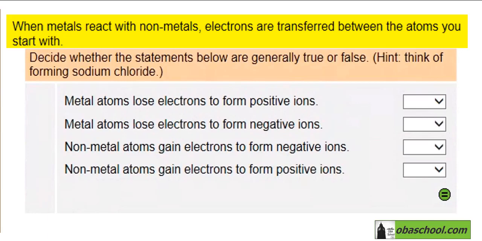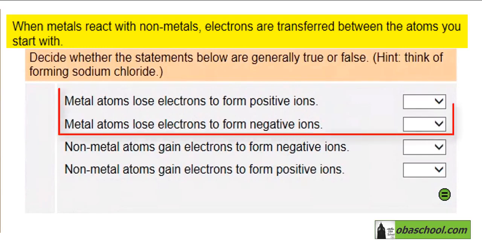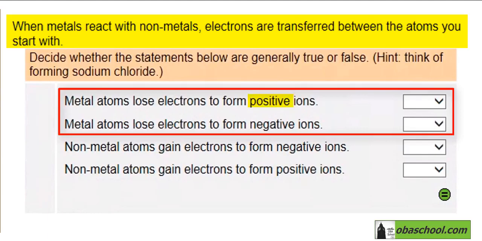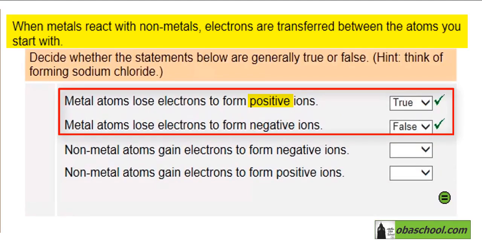So from those examples that we just saw, decide whether the statements below are generally true or false. Metal atoms lose electrons to form positive ions, or metal atoms lose electrons to form negative ions, which is true and which is false. Excellent! Metal atoms lose electrons to form positive ions, and that's what's happened with sodium atom.